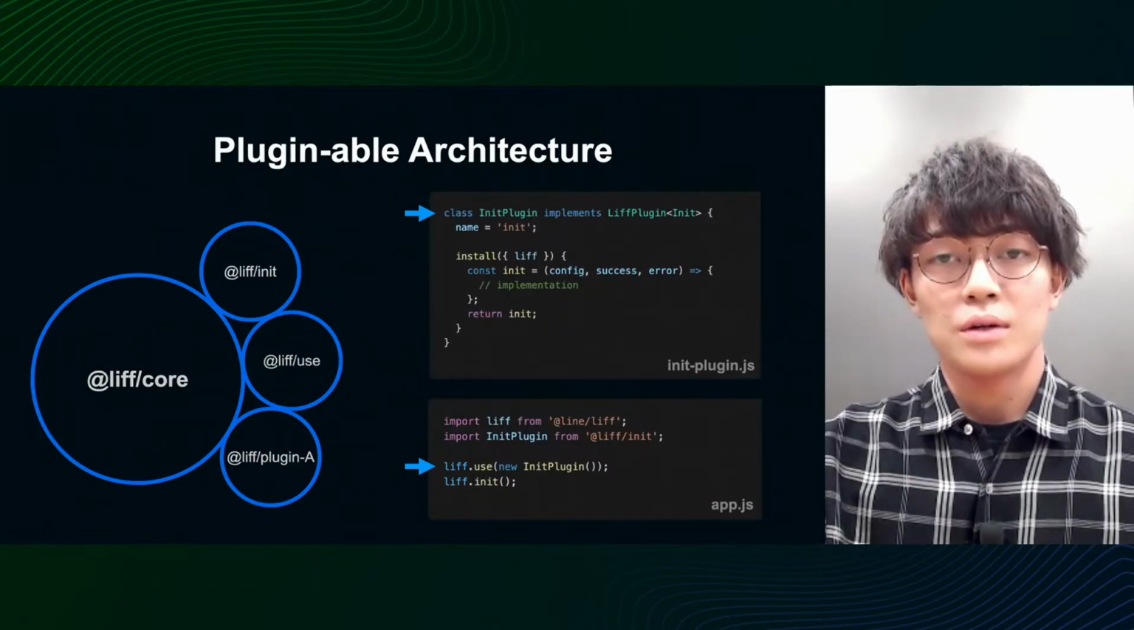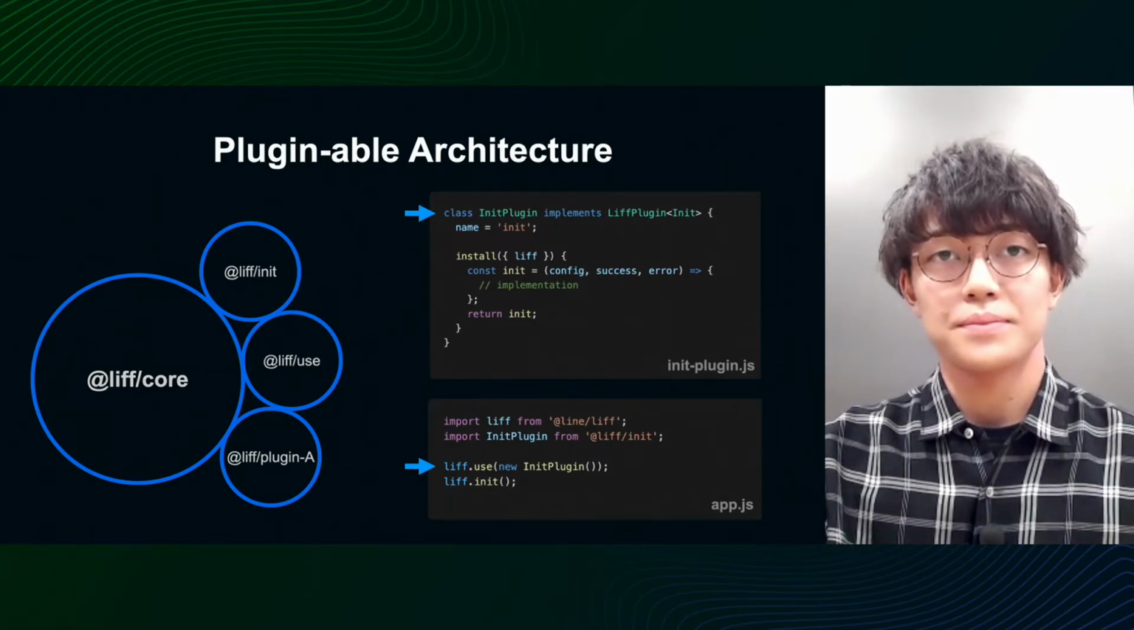As this code shows, a LIFF plugin is created as a class that implements the LIFF plugin interface, and the SDK loads the plugin using the liff.use API. By doing so, in this case, for example, an init method is added to the LIFF object and available as an extension.